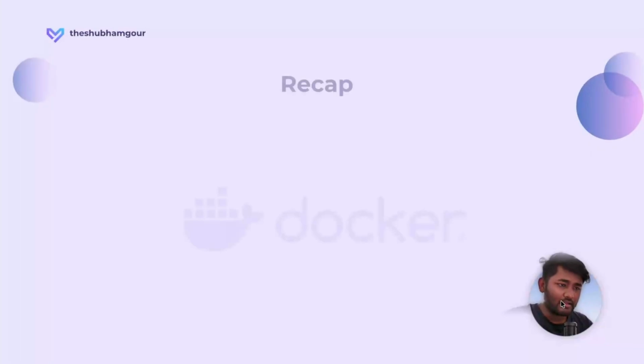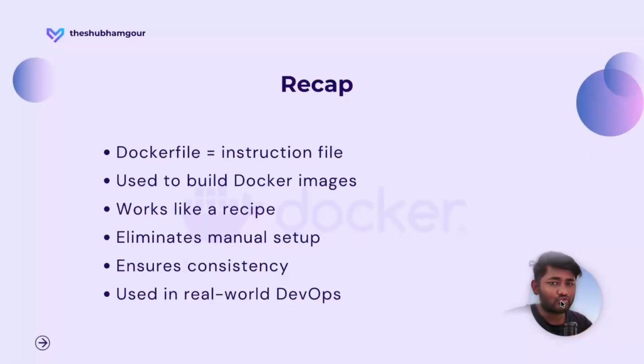Now that we are aware of the Dockerfile, let's take a recap. Dockerfile is nothing but a file that consists of instructions, options, commands and arguments. It is used to build Docker images. It works like a recipe book. It eliminates manual setup and ensures consistency, and that's the reason it is used in real world DevOps.